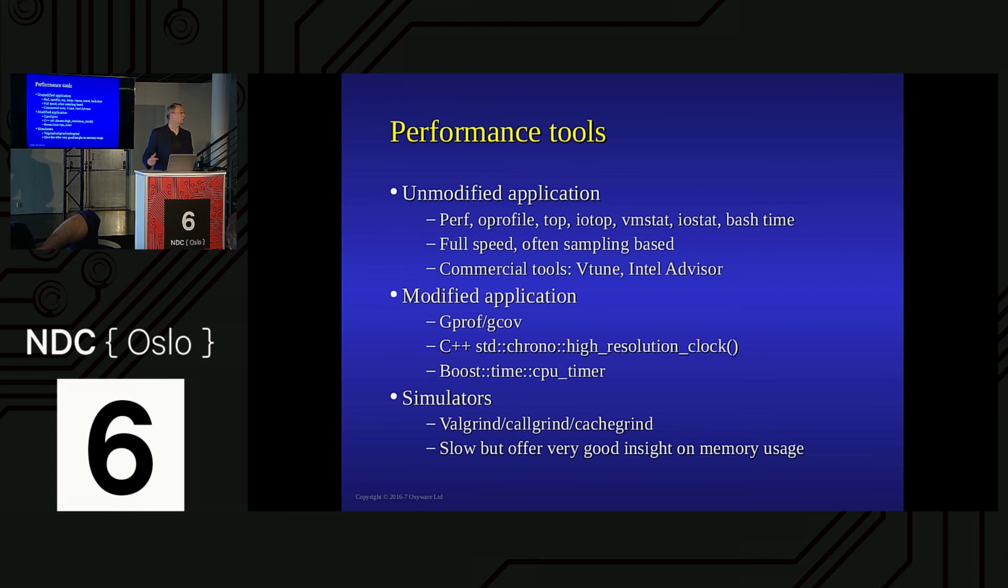I can write my own stuff. I can put in the chrono high-resolution clock for sections of code that I'm trying to measure. Boost has one. You can write your own benchmarking stuff. Google Benchmark allows you to do those for micro-benchmarks.